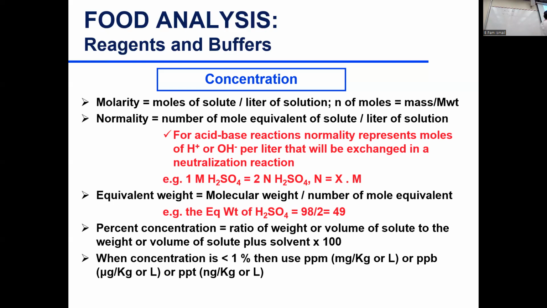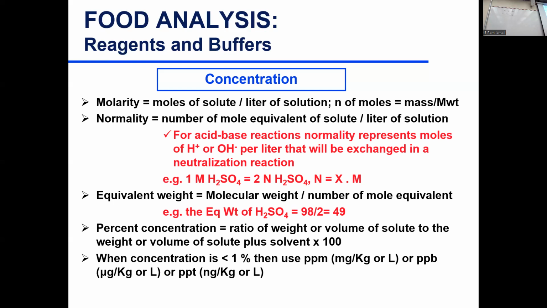Normality is number of mole equivalents of the solute per liter of solution. So what does that mean? Let's say H2SO4 is an acid. It has 2 protons. Okay? 1 molarity equals 2 normality. Why? Because normality equals number of equivalents times molarity. So how many H's do I have? I have 2. So normality equals 2 times whatever the molarity is. So if the molarity is 1 molar, the normality will be 2 normal. If I have HCl, I have 1 proton. 1 molar equals 1 normal.